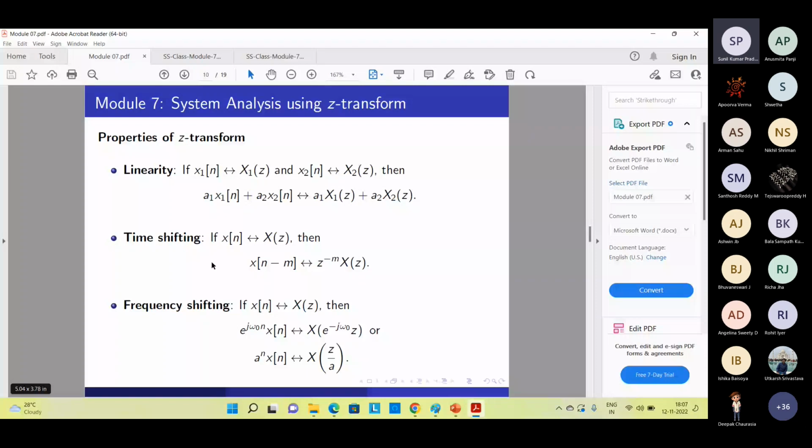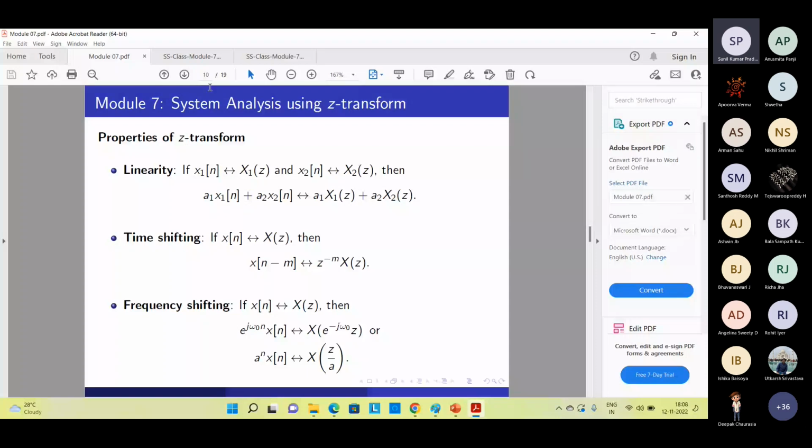Similarly, the frequency shifting property: if x[n] has Z transform X(z), then if you multiply the signal x[n] with e to the power j omega naught n, its corresponding Z transform will be X(e to the power minus j omega naught z). Or you can write it another way: a^n x[n] has Z transform X(z/a). These are some of the frequency shifting properties you should know.